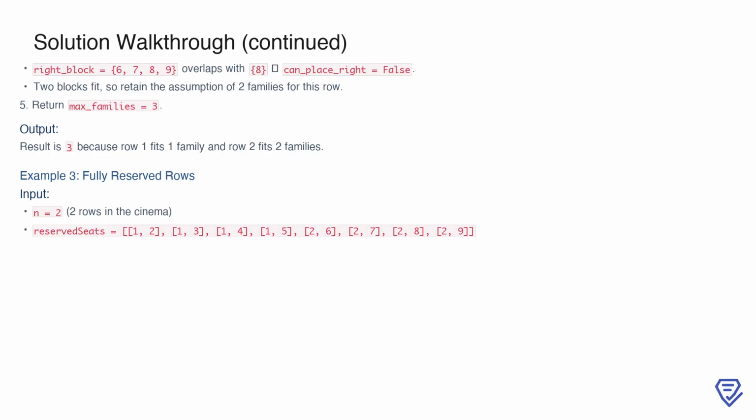Moving to the next example, we have a scenario where every row is heavily restricted by reserved seats. In this case, there are 2 rows, with row 1 having reserved seats 2, 3, 4, 5, and row 2 having 6, 7, 8, 9. This setup significantly limits the seating options, as each row has entire blocks of seats blocked by reservations.